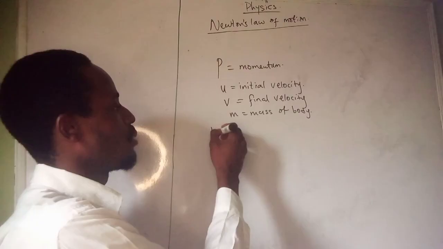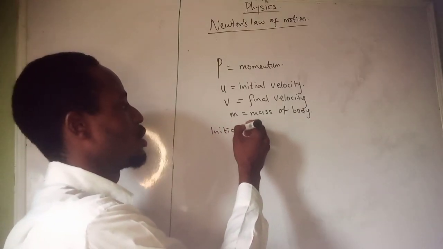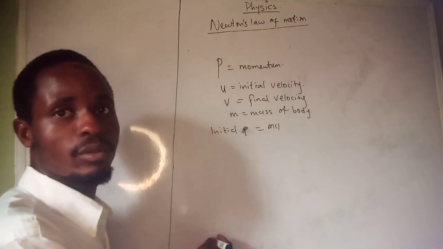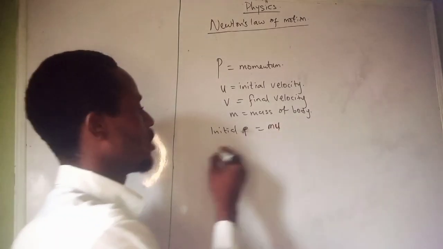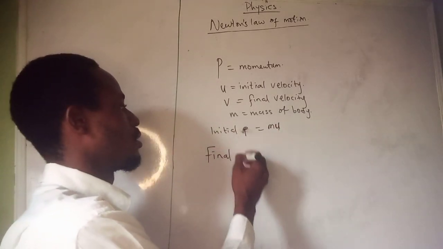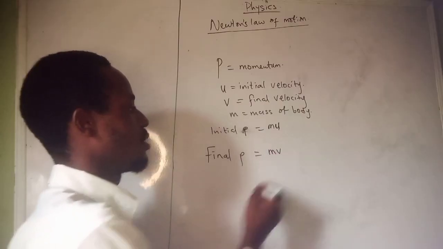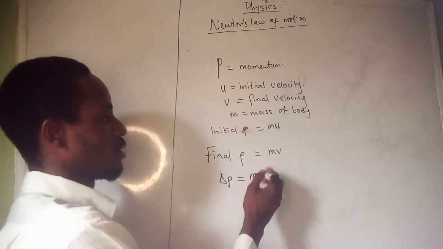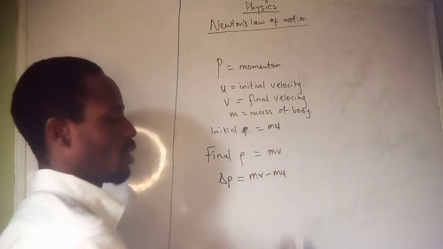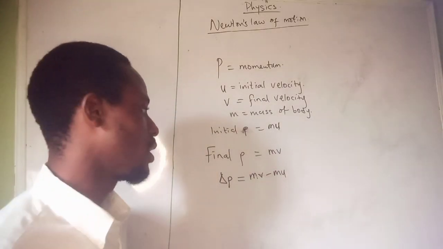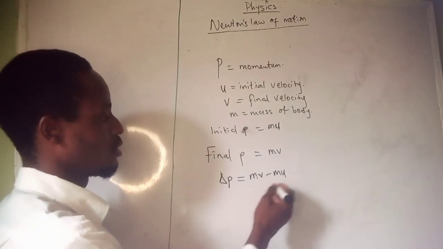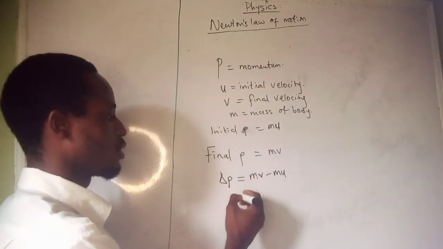So the initial momentum, initial P, will be mu. Then the final P will be mv. So the change in P is going to be mv minus mu. That is the change, just like the change is final minus initial. So the rate of this change, that is what the law is talking about.